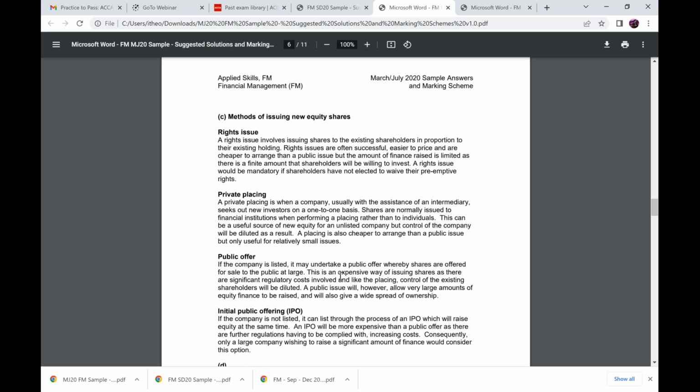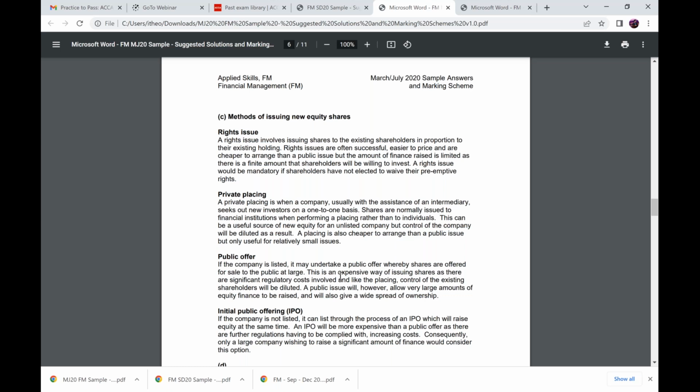In any paper, I'm not talking only about financial management, in any paper, you can never write the same answer as the examiner answer, because that's not your level. So give key points, to the point. They give you marks. One mark per point would be enough.